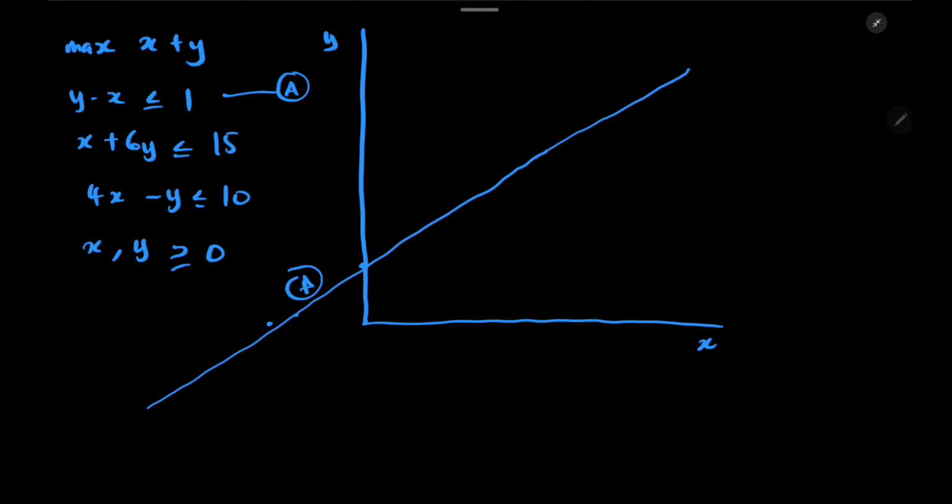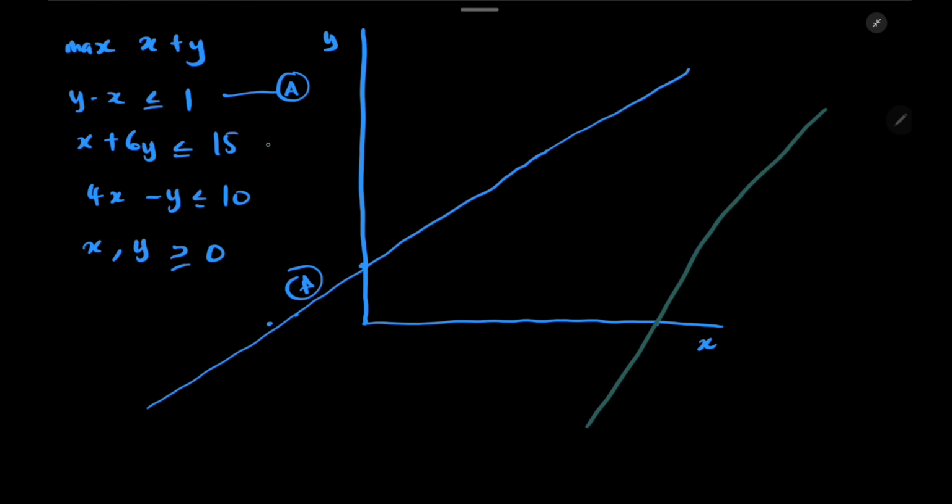Okay, let's consider the second one. We have x plus 6y less than or equal to 15. So if y is 0, x would be 15. So let's say this is x equals 15, right? And where x is 0, y would be 15 divided by 6. So when you draw that, you should have something that looks more like this. Maybe, let me use another color. Let's say more like this.